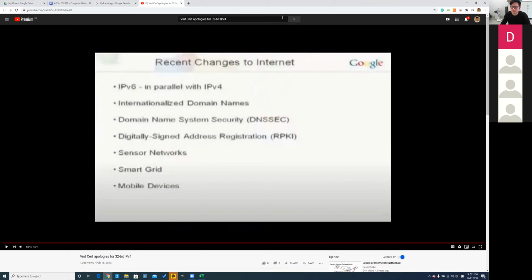So he's the one who made IP version 4. Like he said, he thought it was an experiment, and it's still the backbone of the world now. Now he's at Google.